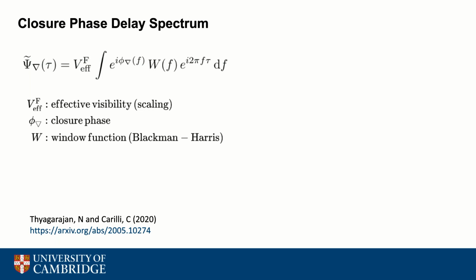Now actually we use the complex exponential of the closure phase to avoid the discontinuities that arise due to the circularity of a phase. We also have a scaling constant, which is our effective visibility here. This makes our closure phase delay spectrum have the same units as a visibility delay spectrum.